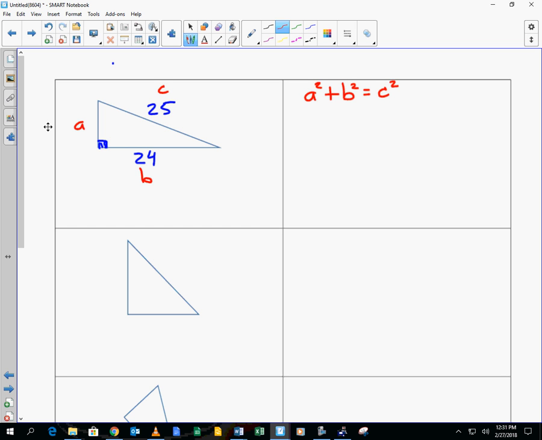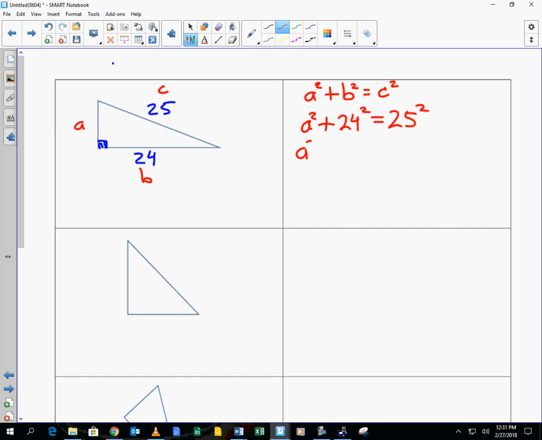Do we know what A is? No. Do we know what B is? It is 24, so 24 squared. Do we know what C is? 25 squared. So you can see in the equation that you now have, you don't have a C squared, you have an A squared over here. That's no big deal. We'll figure it out, okay?